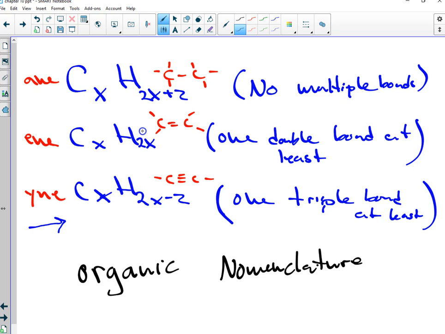So if you have an alkane or a simple hydrocarbon, the formula is always CxH2x plus 2. All right? This x right here is what will give us the prefix. All right? So if we have hexane, this x is what? Okay, 6. And then we would plug it in here. If it was ane, hexane would be C6H14.